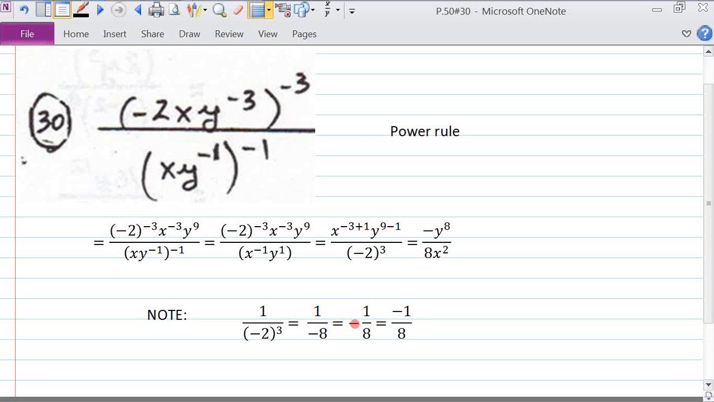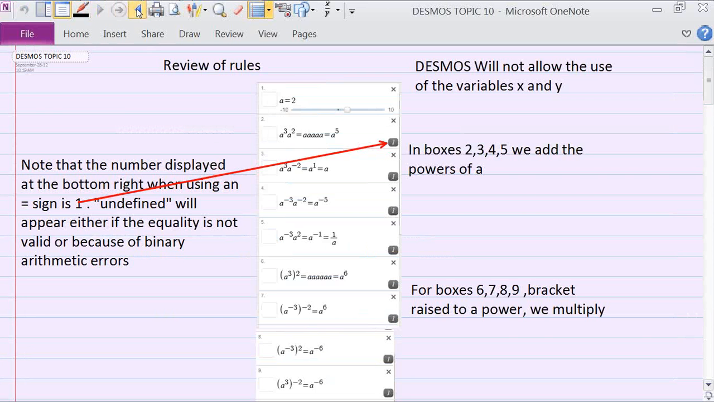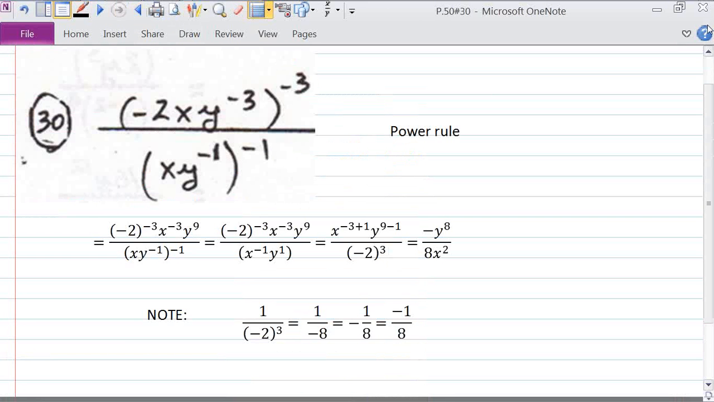I can move the minus to in front, or I can put it on the numerator. Either of these are equivalent, and I get minus y over 8x squared. Notice that all the powers are positive. So that completes our discussion on these problems.